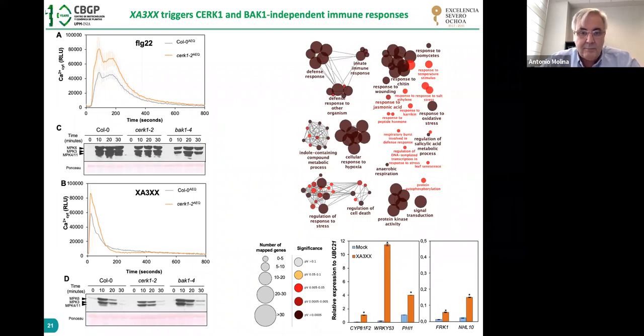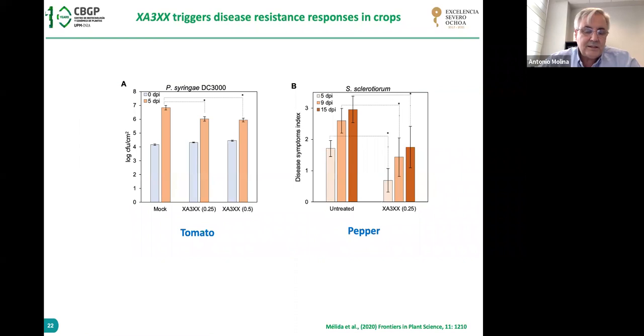More interestingly, when we apply this compound to tomato and pepper 2 days before infection with either the bacteria Pseudomonas syringae or the necrotrophic fungus Sclerotinia sclerotiorum, you can see here that in the plants treated with this compound, the growth of the bacteria or the disease symptoms are clearly reduced compared to the wild-type plants. This is a very interesting result, because it means that we can use this compound to trigger immune response in crops. That means that crops are able to perceive this novel DAMP, and that this compound could be used as an alternative in crop protection to the use, for example, of fungicides.